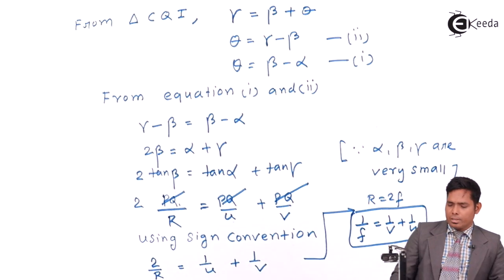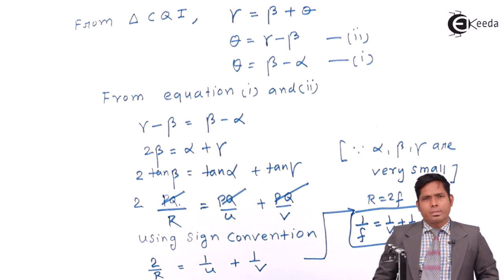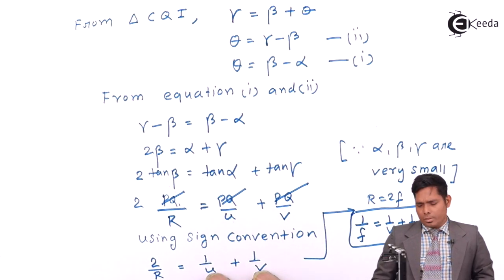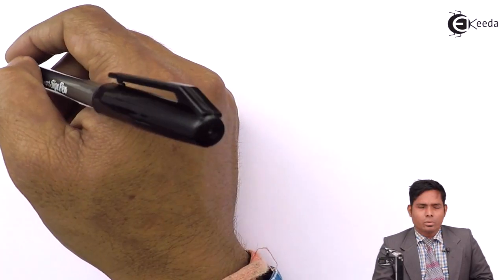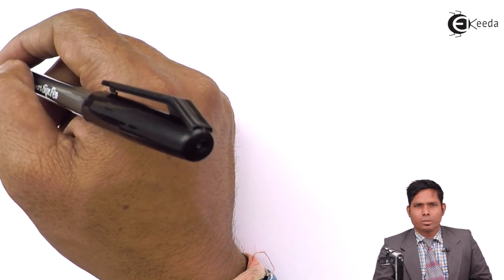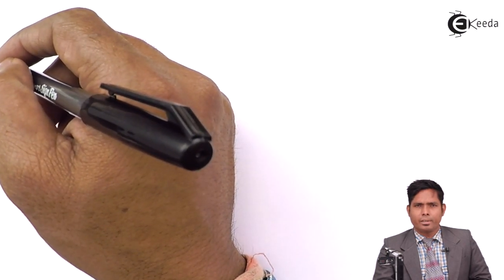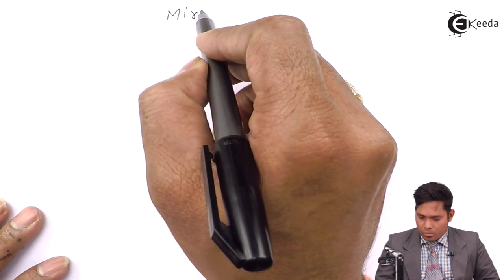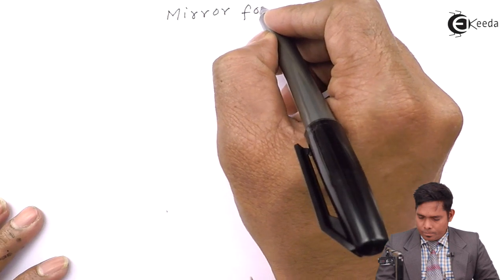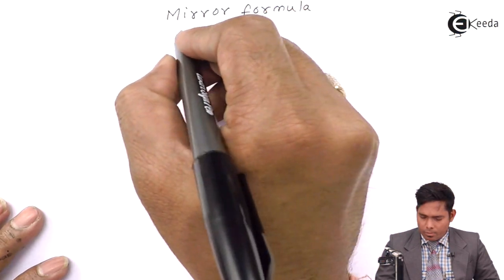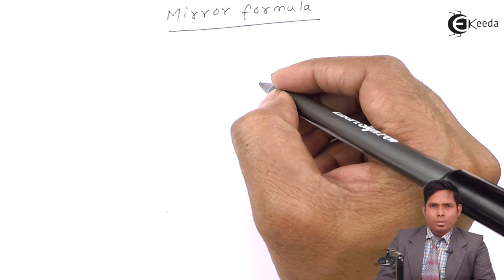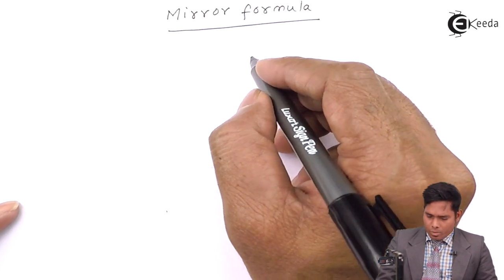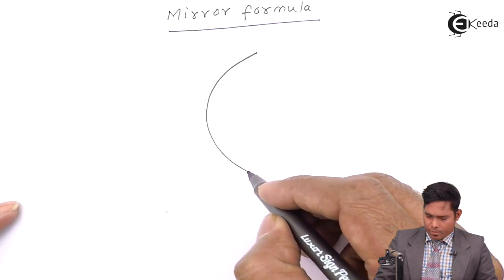So let us take a convex mirror also, and derive the mirror formula. And let us see if we are getting this result, 1 by V plus 1 by U is 1 by F, or not. So students, we will use a convex mirror and derive the mirror formula using the convex mirror. So the convex mirror is like this.